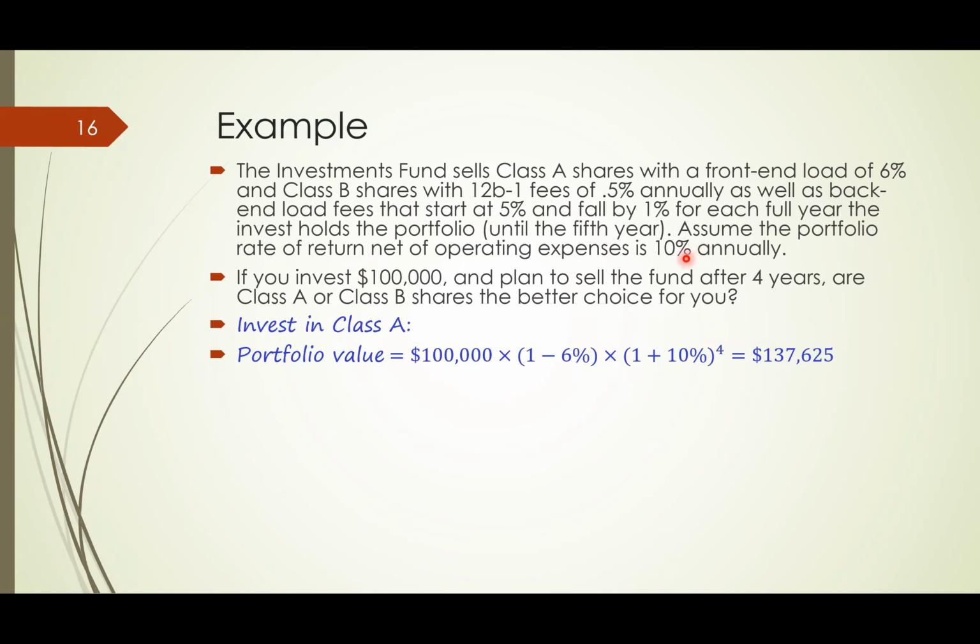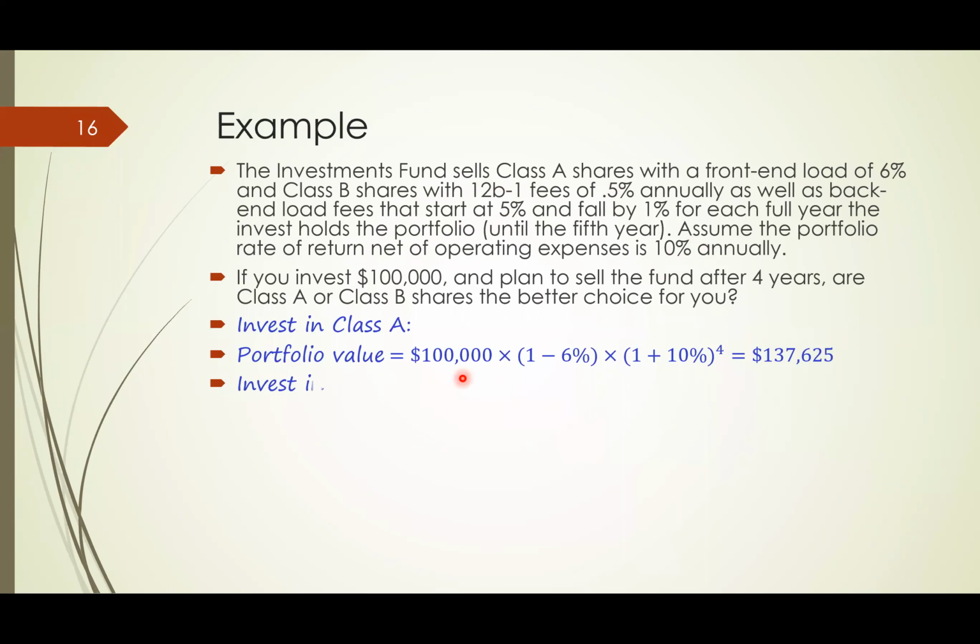In contrast, if you invest in Class B, you don't pay anything at the beginning. However, your annual rate of return will go down to 9.5% because you start with 10%, but you pay 0.5% per year for 12b-1. At the end of the 4th year, you're still going to pay a redemption fee, but the redemption fee will be 5 minus 4, 1%. So after 4 years, the redemption fee has decreased by 4%, so you're going to pay 1%.